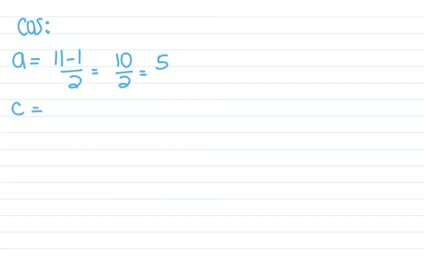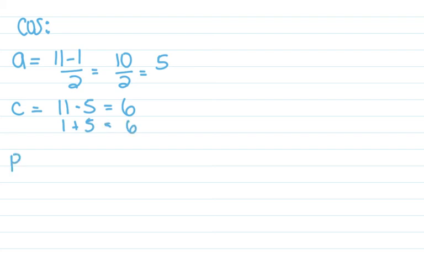The c value, or the equation of the axis, is at 6. We could calculate that by doing 11, which is our highest point, minus the amplitude, which is 5, equals 6. Or you could take your lowest point and add the amplitude, equals 6.